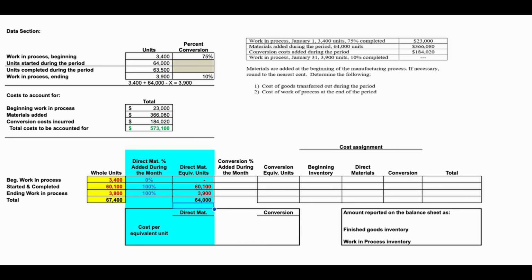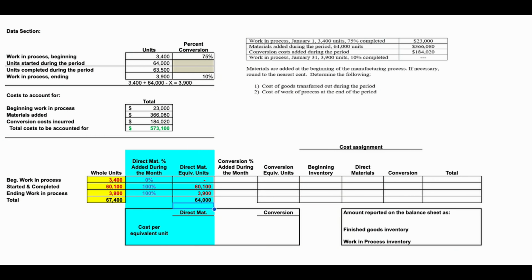So these are the average amount of units that we completed during this period. This is a very important number. That's our equivalent unit for direct material. Once we have this number, it's a pretty simple process to come up with our cost per equivalent unit. In essence, we will take our materials added during the period and divide it by our equivalent units.